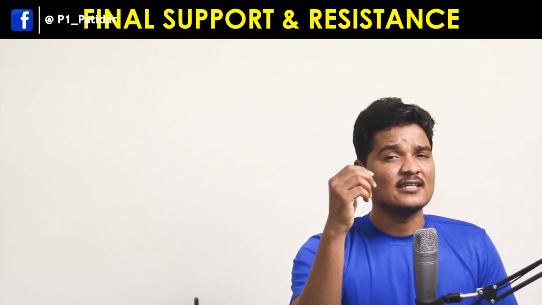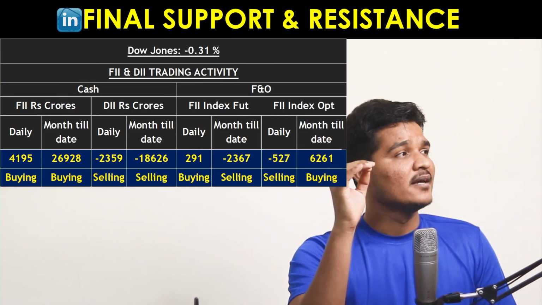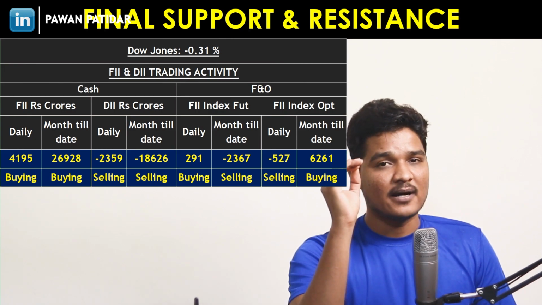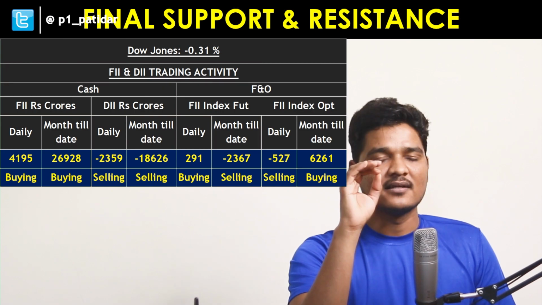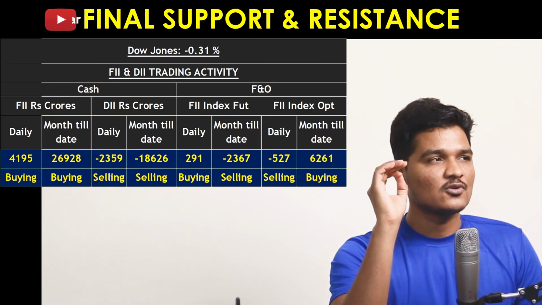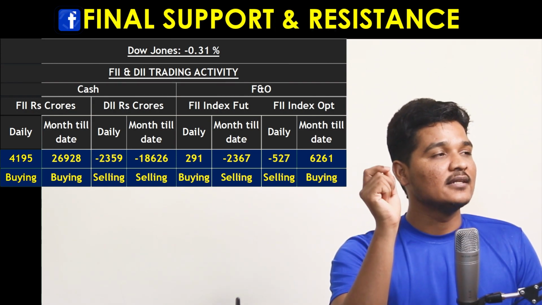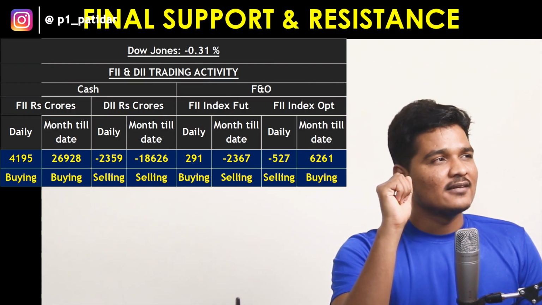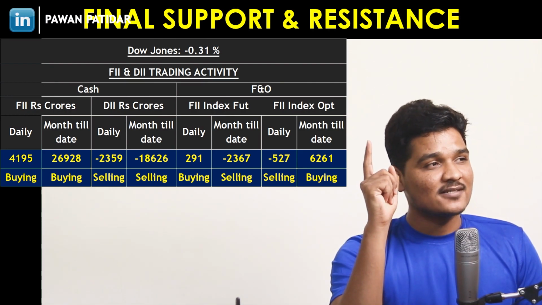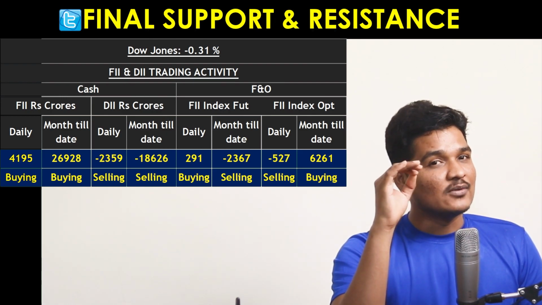So now let's analyze final support and resistance and see what FIIs, DIIs complete data are telling. If you see the cash segment, here FIIs are continuously buying in cash segment. It means in equity. If you see the DIIs activity, they're continuously selling. In last month also they were selling only. If you see the F&O activities of FIIs, then in futures month till date they were selling. Today they have bought somewhat. And if you see the options, well, month till date they were buying, but today they were selling.